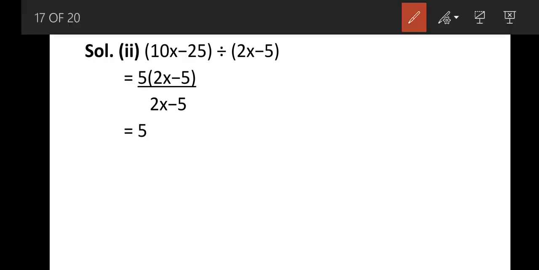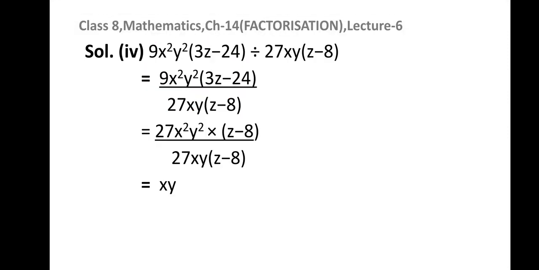Second part, it is 10x minus 25 divided by 2x minus 5. So I have written like this, and what is the common factor of 10 and 25? 5. So what will be left inside the bracket? 2x minus 5. So 2x minus 5 and 2x minus 5 get cancelled out. So 5 will be your answer. Simple as this. Now coming to the fourth part.